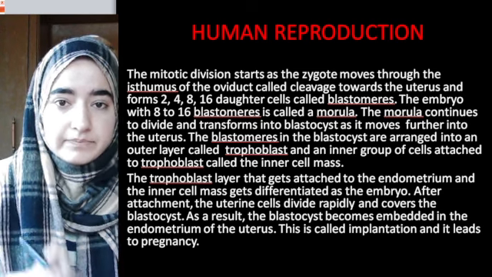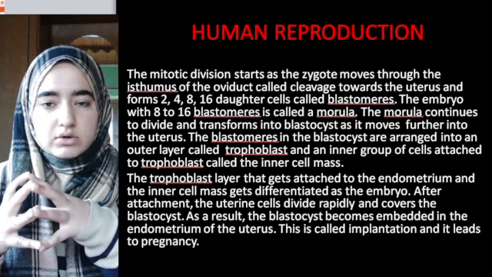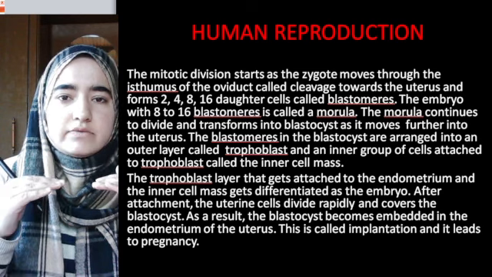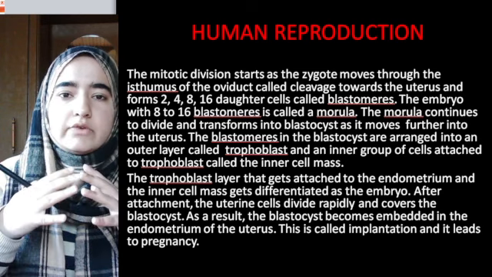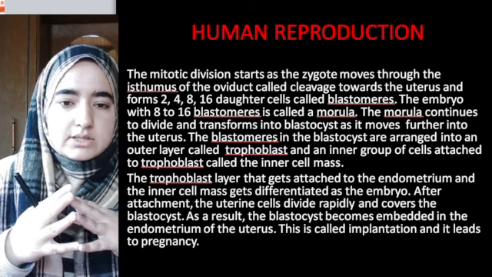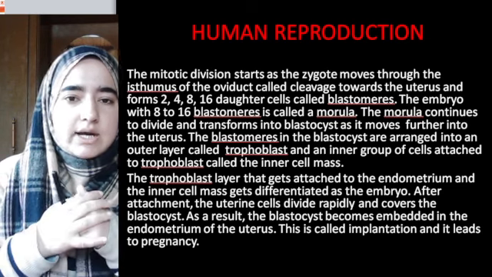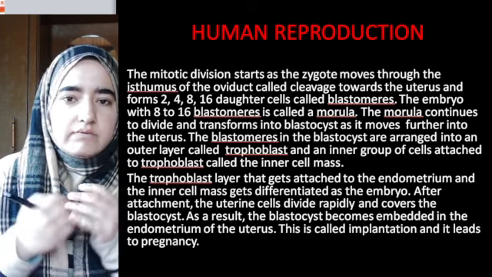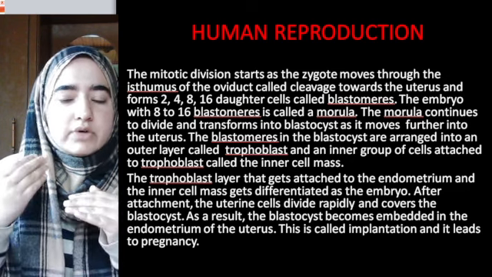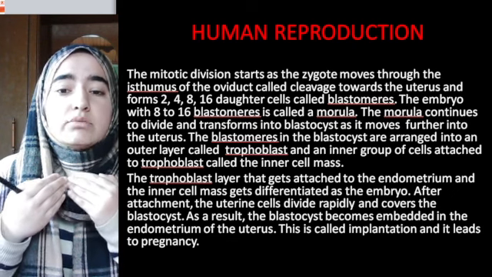I'll explain again. The zygote is formed. The zygote is unicellular, but it has to get converted into a multicellular organism. So it will undergo cell division, which is known as mitosis, and it will form 2, 4, 8, 16 daughter cells, which are basically known as blastomeres. An embryo with 8 to 16 blastomeres is known as a morula. The morula further divides, because we are not only 16 celled, we have millions of cells present. How are these millions of cells present? See, the morula will further divide and get transformed into a blastocyst.